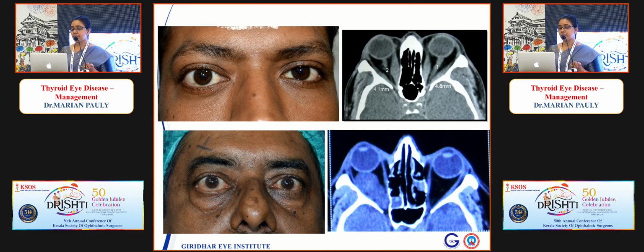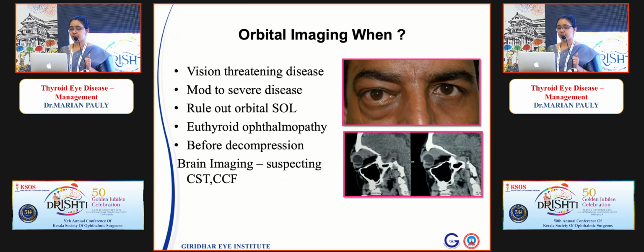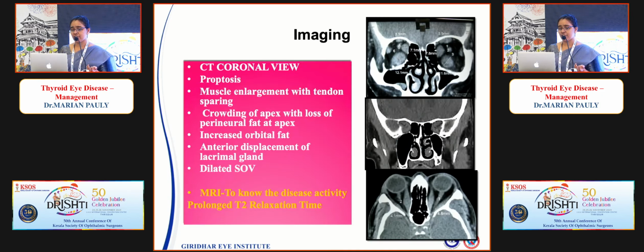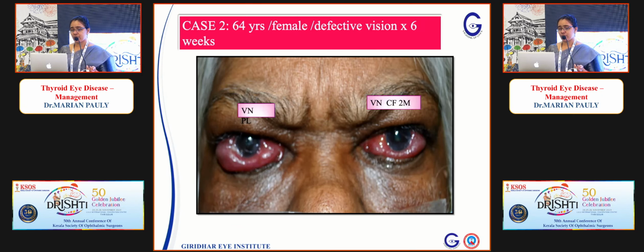If you see a unilateral proptosis, we know thyroid is the most common cause. But if thyroid is normal, get imaging done before you label it as euthyroid. Orbital imaging is indicated in vision-threatening disease, moderate to severe disease, and euthyroid ophthalmopathy, before decompression. CT scan is the imaging of choice. So coming to the second case, this is an active disease in both eyes.